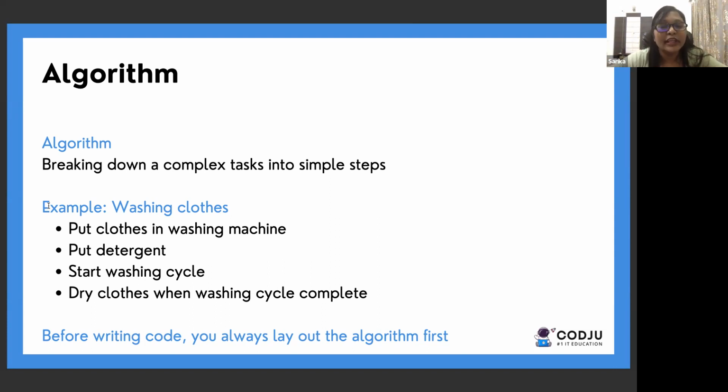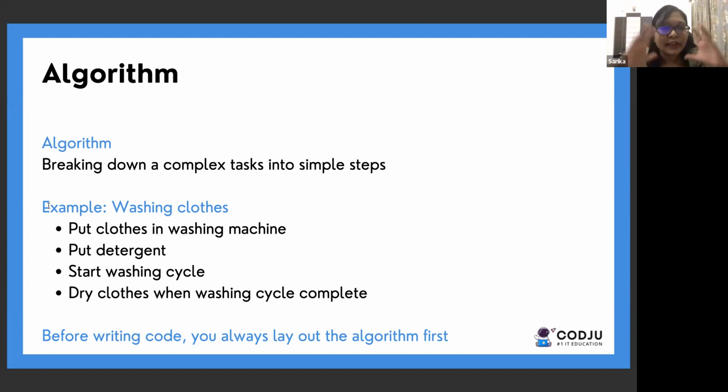For example, we use algorithms every single day for everything that we do. If we have to wash clothes, what are we going to do? We have an algorithm in our mind without even knowing it. We have an algorithm for almost everything. So we know that step number 1 is to put the clothes in the washing machine, put the detergent, set the washing cycle, start the washing cycle, take them out, and then put them out to dry. So that's the algorithm for washing clothes.